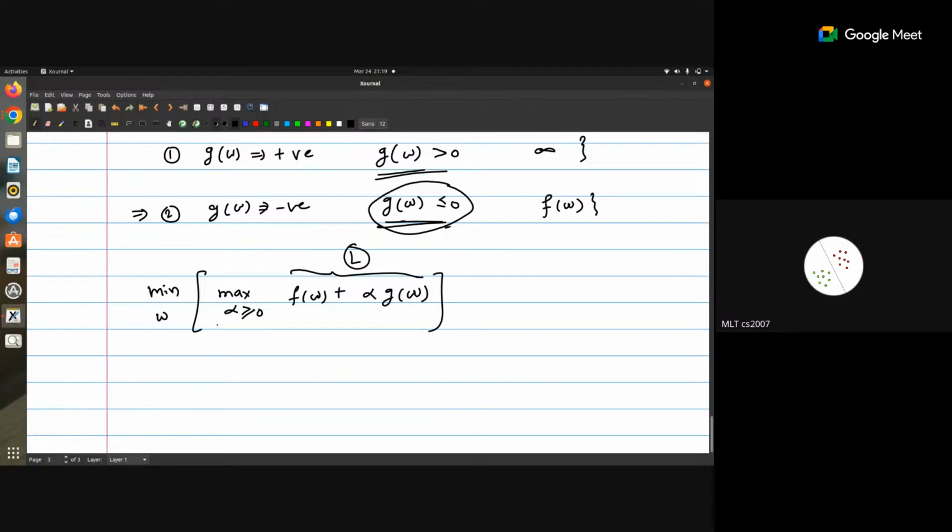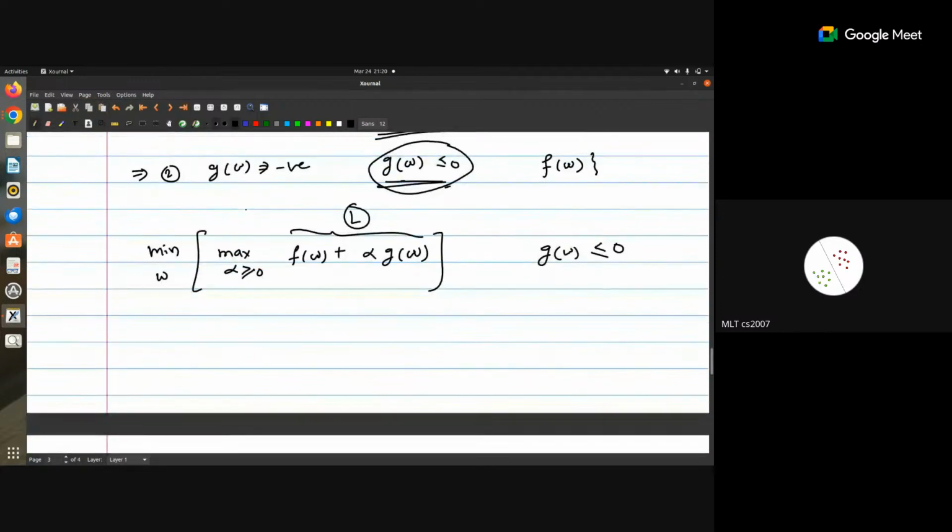For negative g of w, for g of w less than or equal to 0, in that case this problem will boil down to what? Is that fine? Yes. This is okay? Yes, sir. Right, so this way this problem will now be simpler, right?